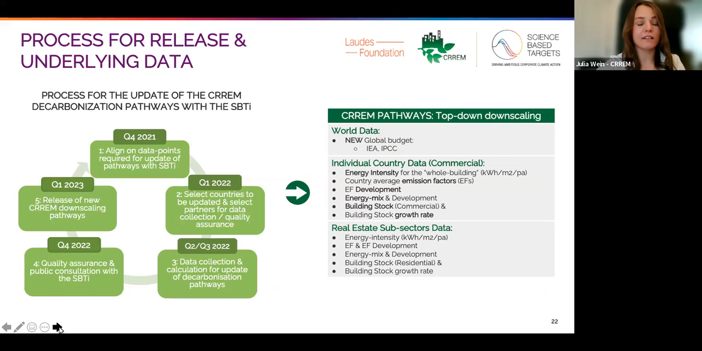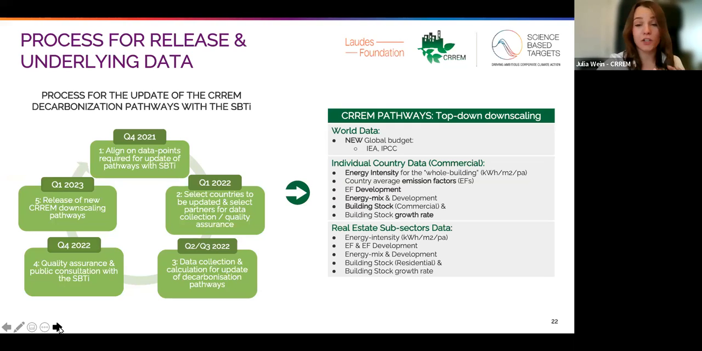In the next slide, I will quickly show the main points for the underlying data. On the right-hand side is a table of what we require to get those country and property type specific pathways. We start with world data, aligned again with the IEA, IPCC report and so on. And then we go one step further to get country specific data. Here we're working together with a lot of different data partners and also the specific countries to make sure we have a good data set. Our main data points are the energy intensities for the different building types. We need the country-specific emission factors, the energy mix for the specific property type, the building stock for that country, and also how everything changes and develops until 2050.